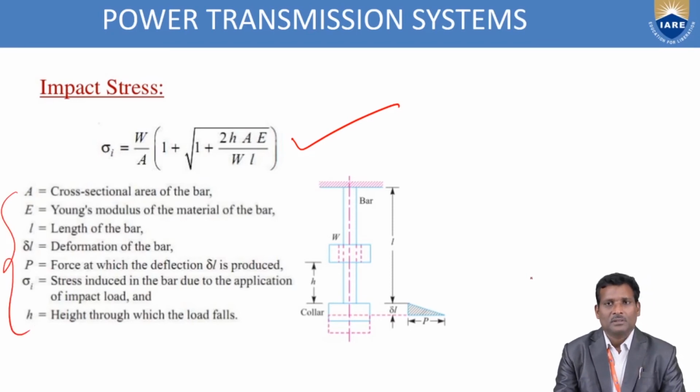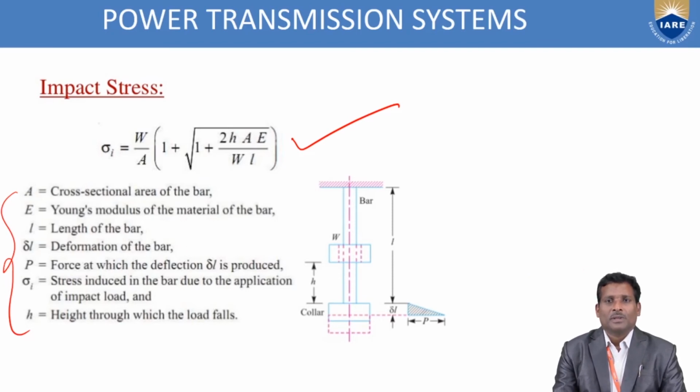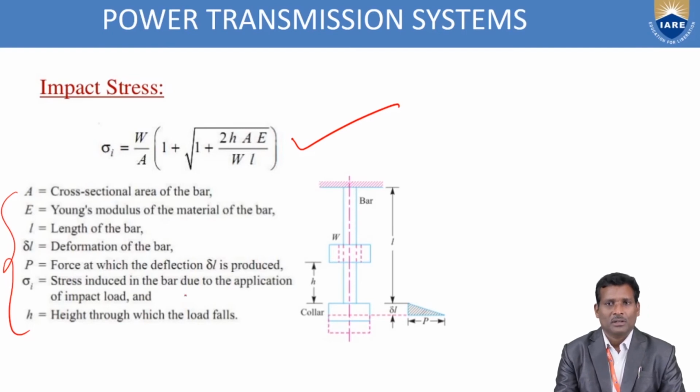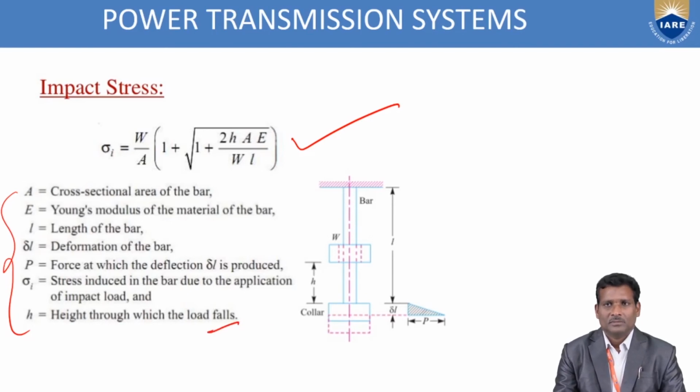A is the cross-sectional area, E is Young's modulus, and L is the length of the bar. Delta L is the deformation of the bar. P is the force acting on this rope drive, and delta L is the deflection, how much it is deformed under this load. Sigma is the stress induced in the bar, and h is the height through which the load falls, clearly shown in this diagram.